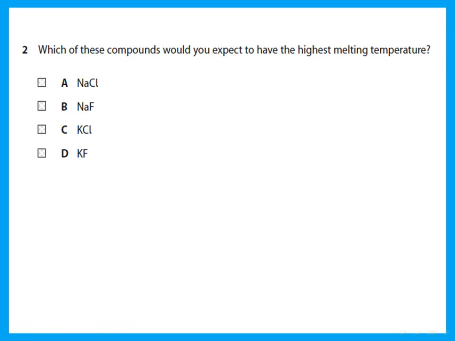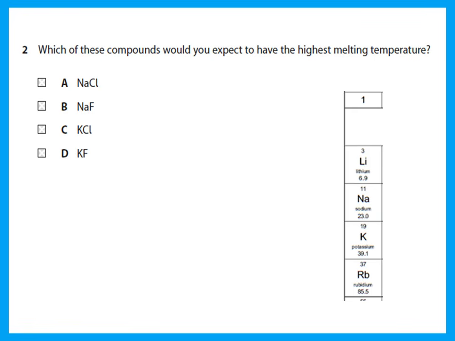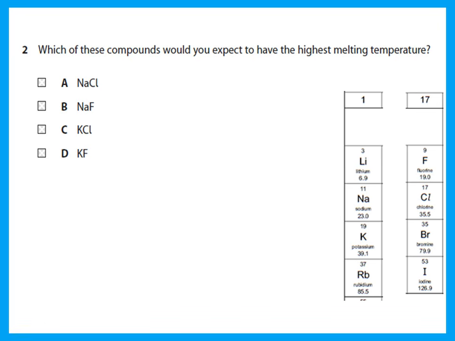Which of these compounds would you expect to have the highest melting temperature? Okay, if we look at all the choices, they're all ionic. Now, which of these will be highest? Well, we're looking at what? We're looking at sodium with chlorine, sodium with fluorine. So if I'm looking at sodium with chlorine or with fluorine, which one would have higher melting temperature? You should realize that it will be sodium with fluorine.